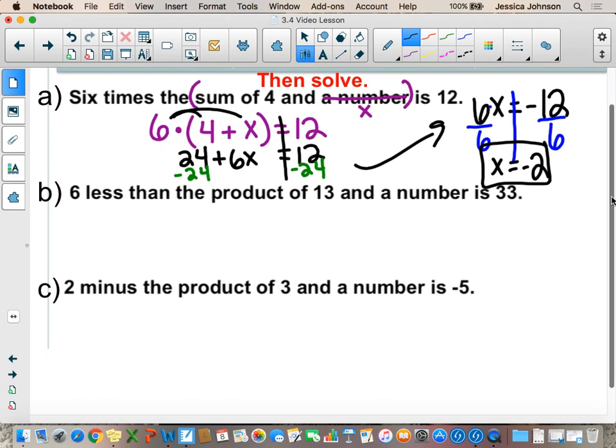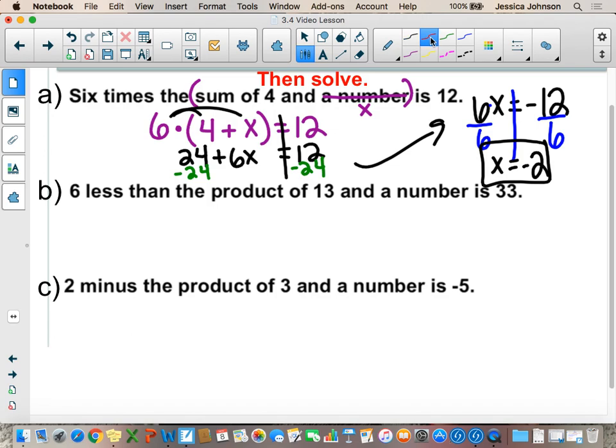Okay, let's do one more. 6 less than the product of 13 and a number is 33. So again, a number is my variable. 6 less than, that's where I'm subtracting 6 from something. What am I subtracting 6 from? The product of 13 and a number.